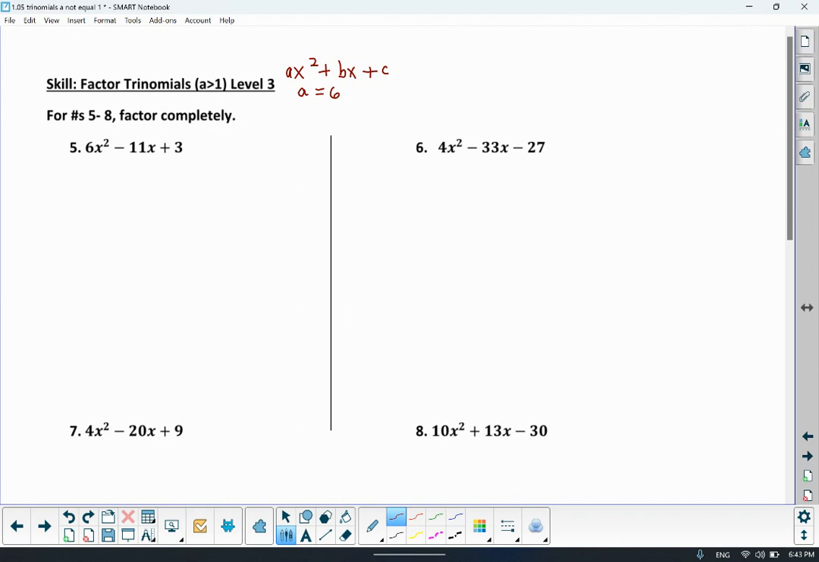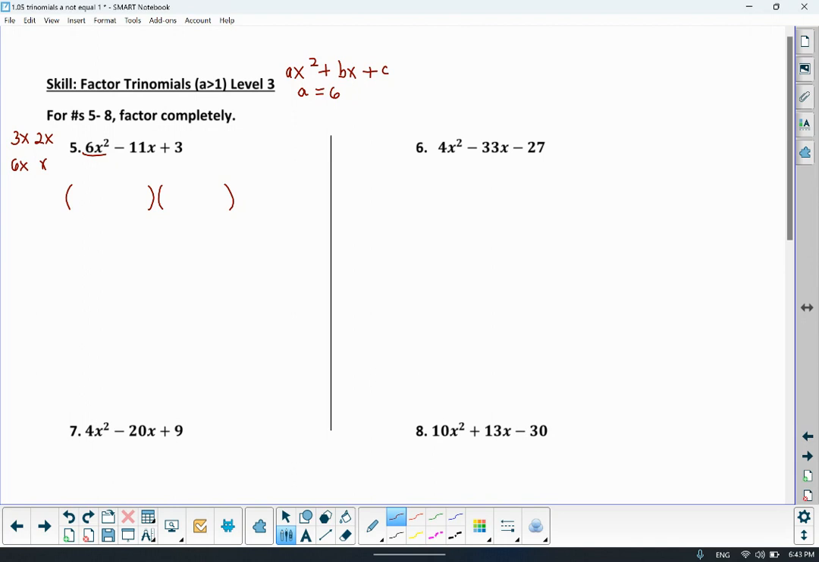You can't use the regular sum product because a is not 1. So one way is trial and error. It's really the opposite of multiplication, so you kind of reverse it. The first thing you're going to set up is 2 parentheses. And then you say to yourself, well, what 2 things multiply out to 6x squared? Well, it could be 3x and 2x, or 6x and x.